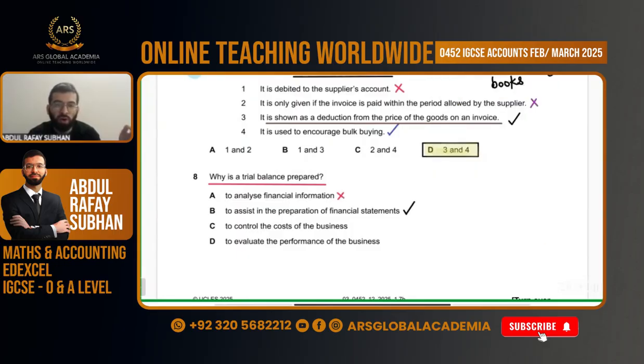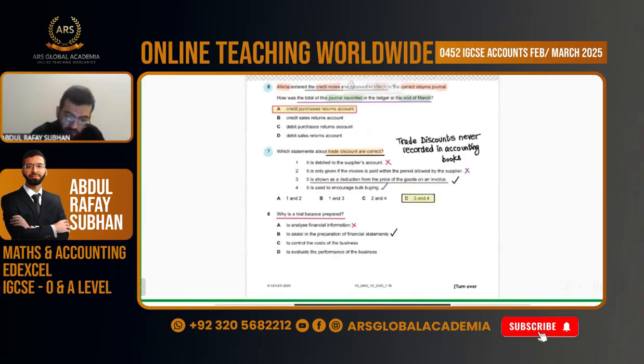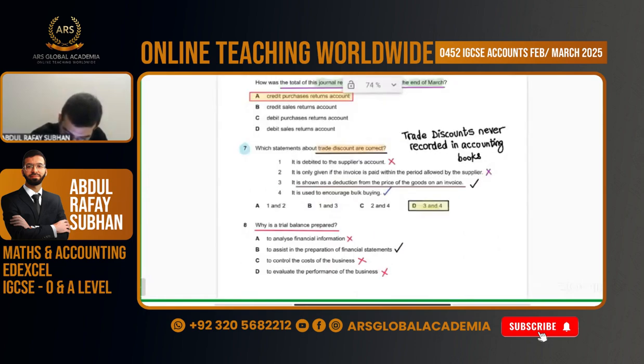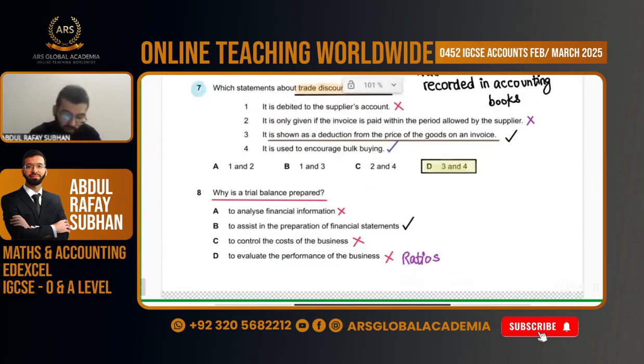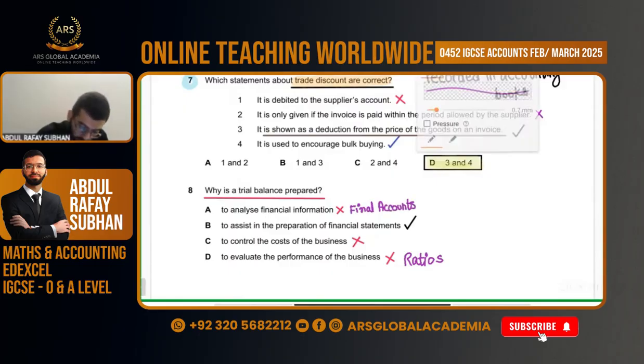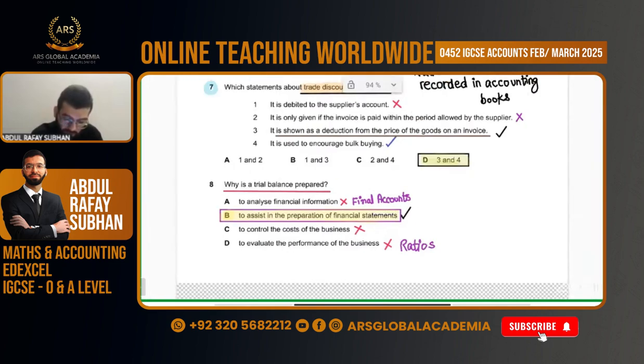To control the cost of the business, that is also not possible. To evaluate the performance of the business, that is the work of the ratios. Whichever question requires an explanation of the other options, I am giving that as well. This is the final accounts, which is the income statement and balance sheet. That is the objective. Question number eight's answer will be B, to assist in the preparation of financial statements. Hope everyone got it and the understanding is clear.